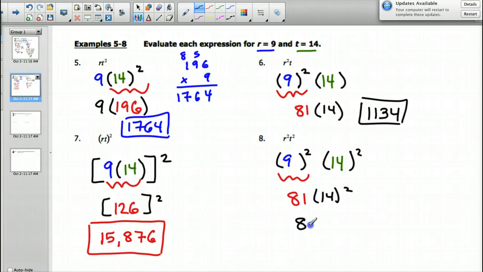And then I can bring down my 81. I need to figure out what 14 squared is. 14 squared, we already did over here in number 5, is 196. So this becomes 81 times 196. 81 times 196, I get 15,876.